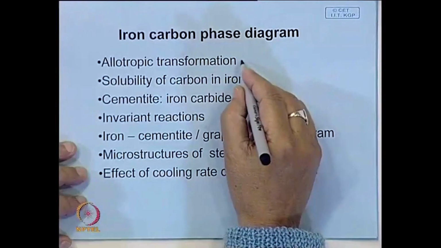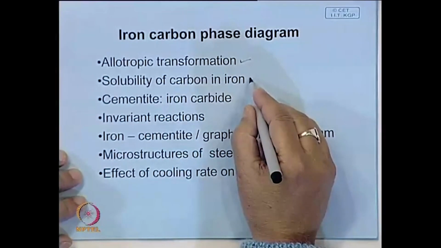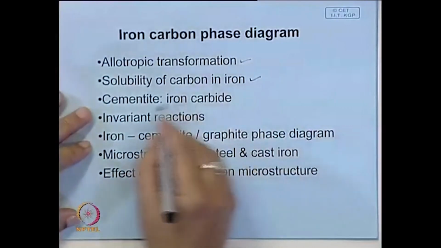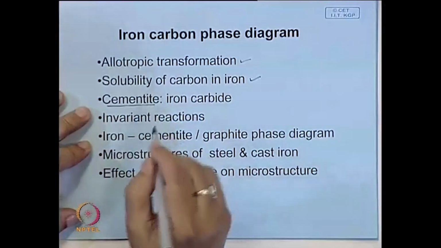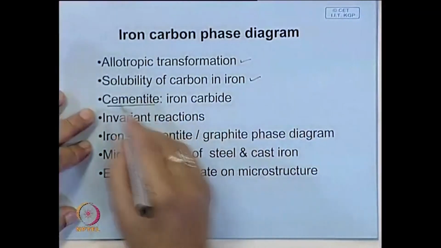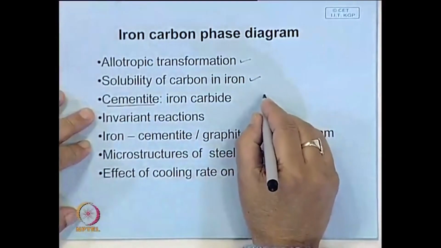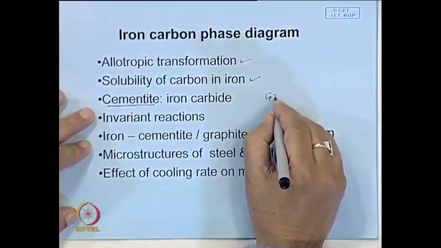Good morning. Last class we started a new chapter on the iron carbon phase diagram, and we have so far looked at the allotropic transformation and the solubility of carbon in iron. We talked about a metastable phase, iron carbide, that we get in the system, and we also said that this is not the stable phase. The stable form of carbon is graphite.